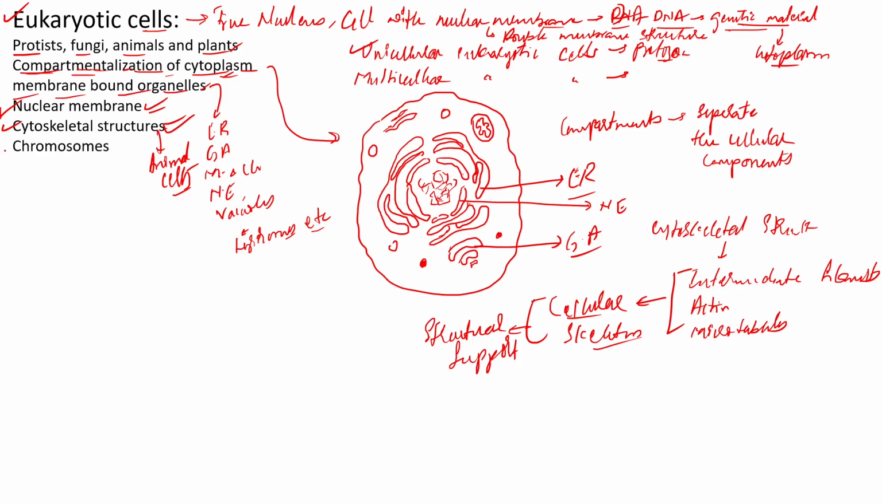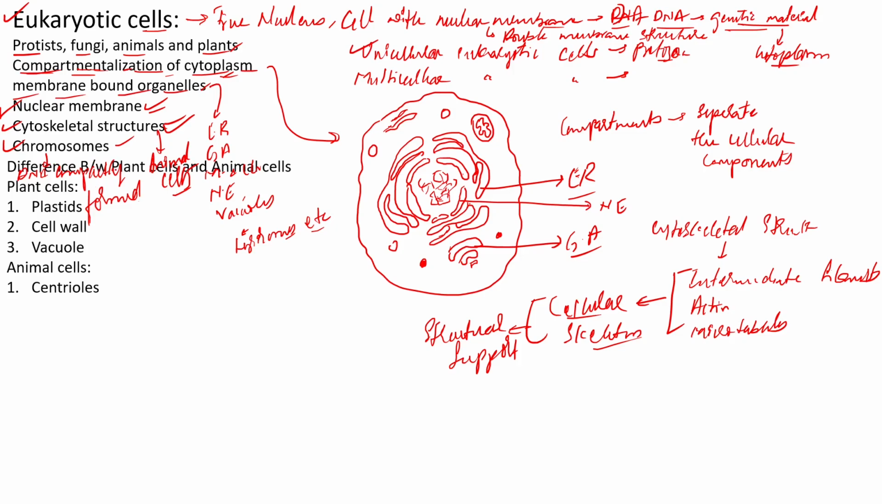And finally, inside the nucleus, you mainly find the chromosomes, in which the DNA is compactly arranged. So DNA is compactly arranged to form structures called chromosomes. You will study chromosomes in more detail in the last part of this class. So these are some of the important points you find in eukaryotic cells.